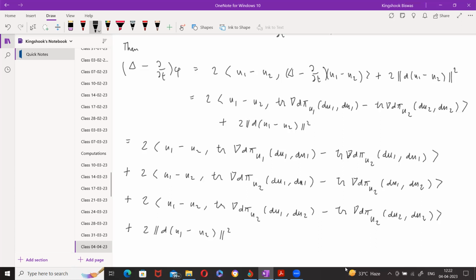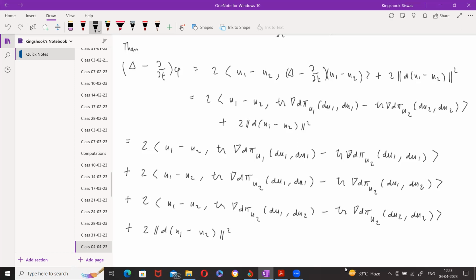Yes, sir. Okay, so now what can I do? Now these I can estimate by the mean value theorem, right? So here I'm looking at the same linear map, trace of nabla d pi acting on the same vectors du1, du1, but at two different points, right? At u1 and minus at u2. So this will be estimated by u1 minus u2 into the norm of the third derivative of d pi of pi, right? And the derivatives of pi are uniformly bounded on all of R cube, right? We extended pi to be constant outside a compact, so its derivatives are bounded.